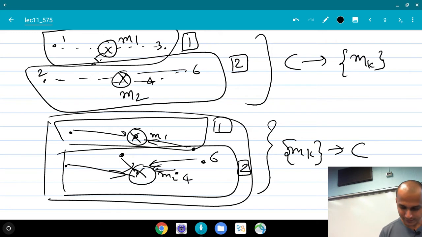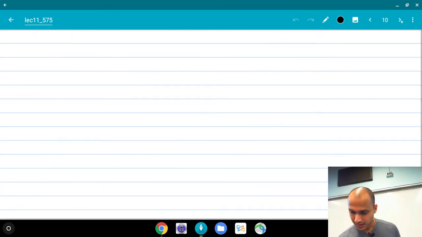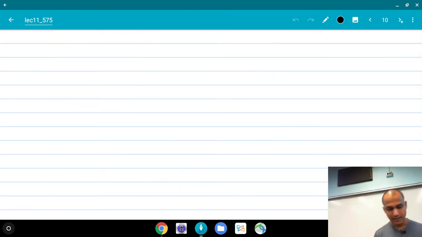Okay, so let's move forward. There are a couple of clustering techniques that I'm not going to spend time on, which is this notion of hierarchical clustering.